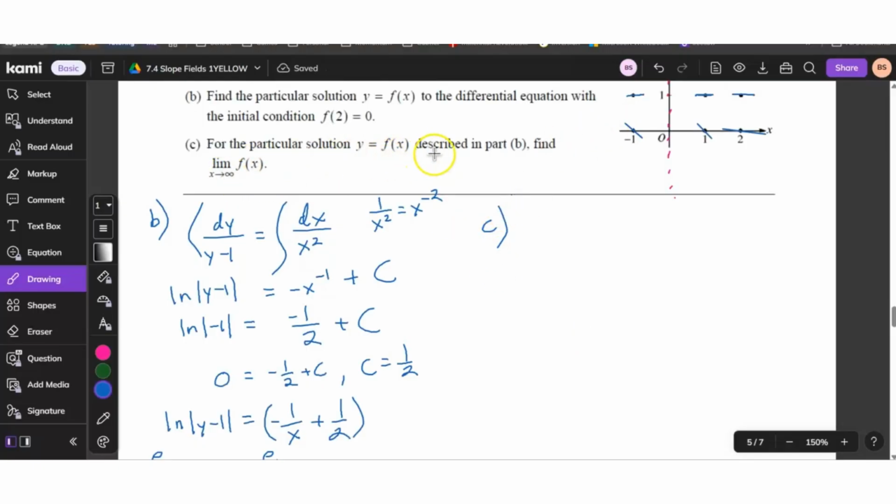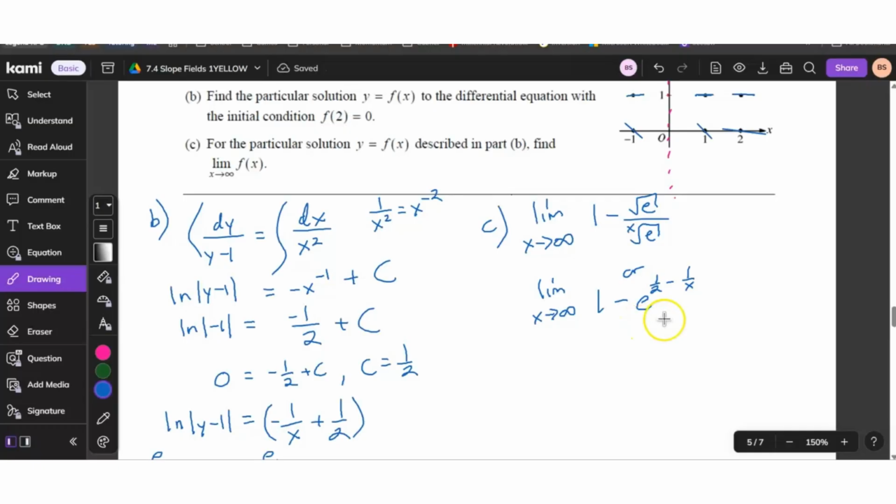For the particular solution y equals f of x described in part B, so the one we just found, find the limit as x approaches infinity of f of x. So we're going to do the limit as x approaches infinity of f of x, which we just found, and our f of x was 1 minus root e over the xth root of e, right? Or if you prefer, because it might be easier in this case, the limit as x approaches infinity of 1 minus e to the 1/2 minus 1 over x. I think that's probably easier.